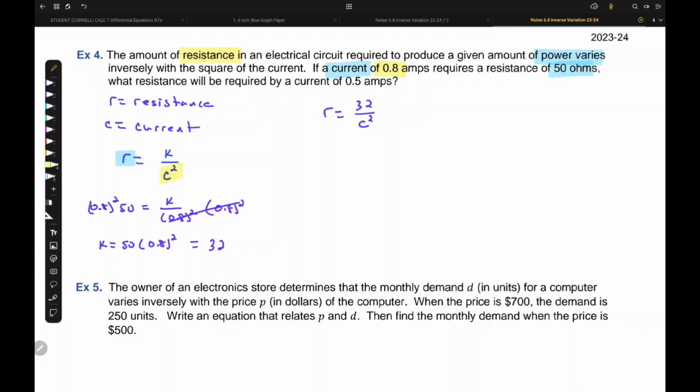So we wrote our equation, we solved for K, we found that constant, and now they want to know what resistance will be required by a current of 5 amps. So we're plugging in our 5 amps for our current. We're trying to figure out the resistance. So R is 32 over 1/2 squared. And you can use your calculator for this. You could do it by hand. But this is going to be 128. And we should say the units. And so we know that our units are in ohms, and there we go.